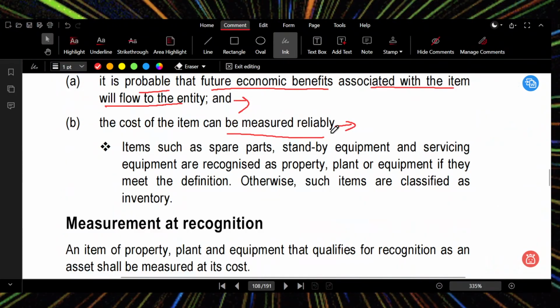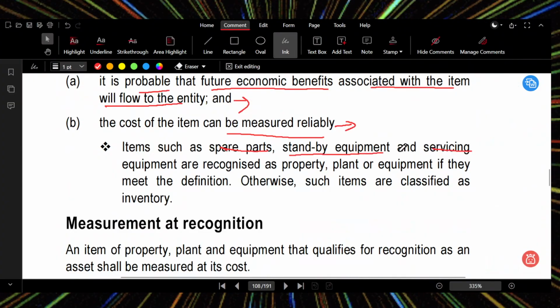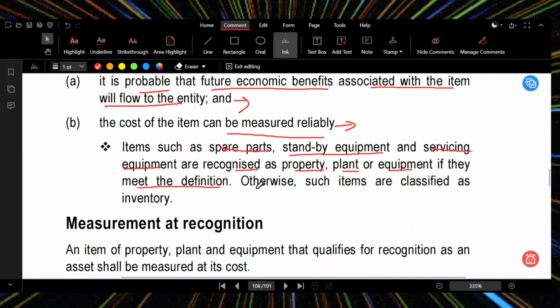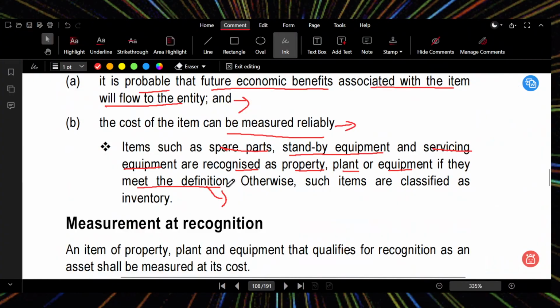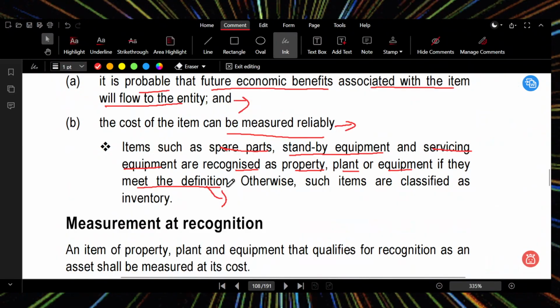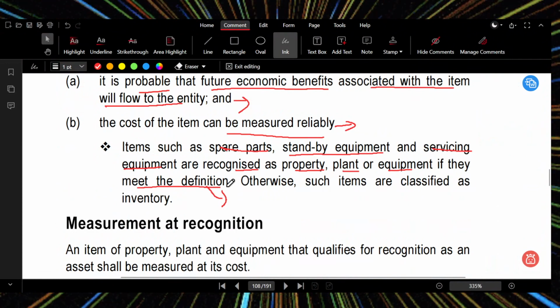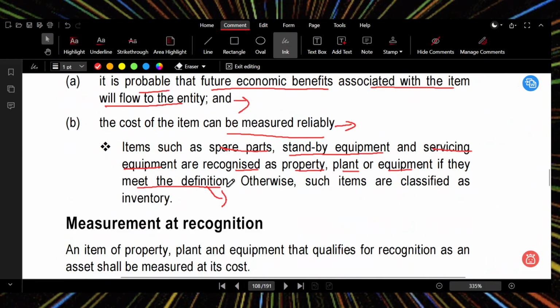The cost of the item can be measured reliably. So the cost I have incurred should be measured reliably. Items such as spare parts, stand-by equipment, and servicing equipment are recognized as property, plant, and equipment if they meet the definition. Sometimes we consider some assets as expenses, but these can also be considered as assets if the cost can be measured reliably. Spare parts, for example, big machinery spares.